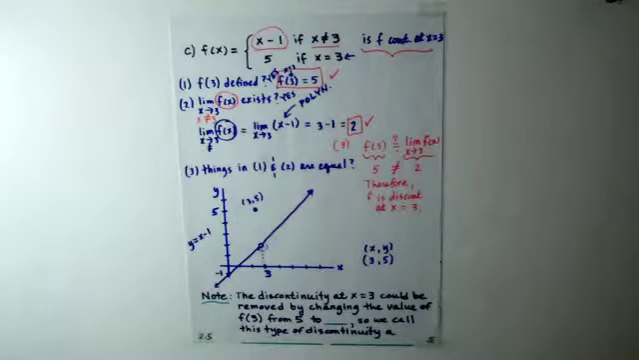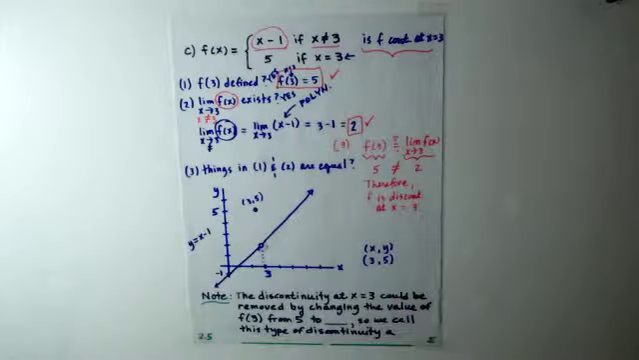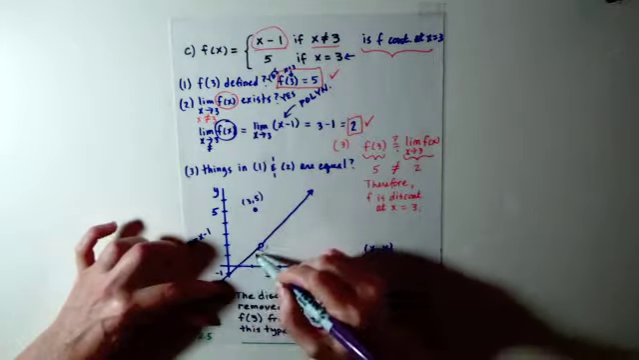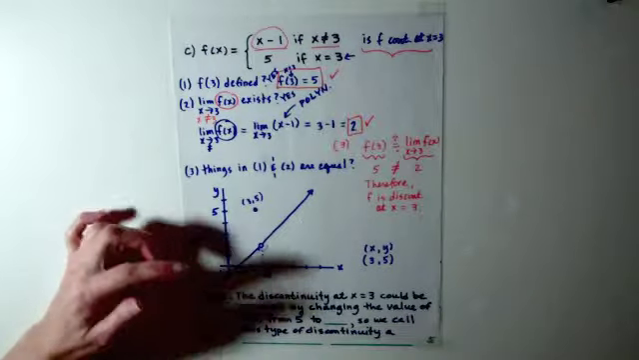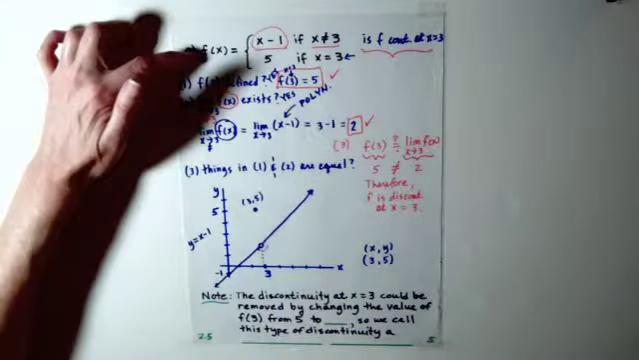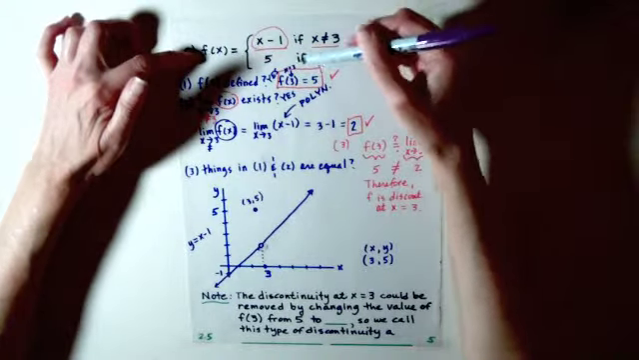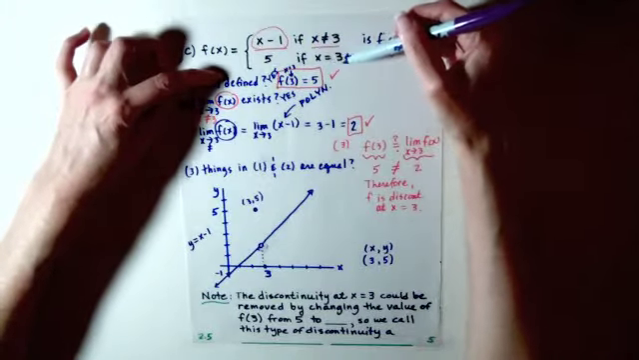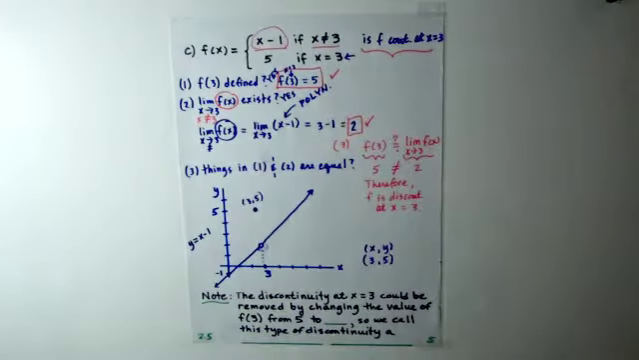One thing I want to mention in the way of just another piece of terminology is the idea of what are called removable discontinuities. You notice, yes, this function is discontinuous at 3. But if I went back up to the definition of f of x, we said it's x minus 1 when x is not equal to 3, and it's 5 when x is equal to 3. That's what's giving this point (3, 5) on our graph.